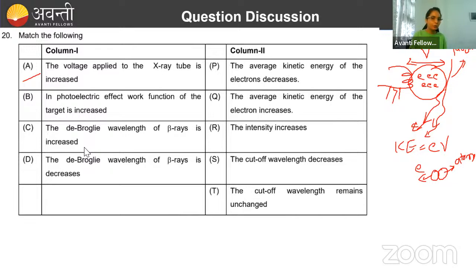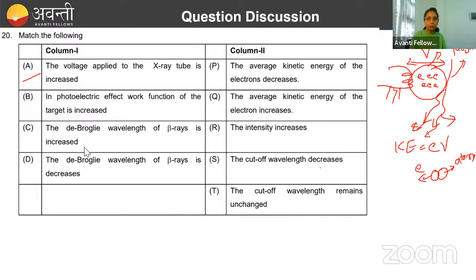Now, cutoff wavelength decreases. Cutoff wavelength is the minimum wavelength getting generated in the EM wave, here in the case of the X-ray tube. Minimum wavelength means the most energetic photon getting generated. The most energetic photon will get generated when the electron gets accelerated by the high voltage.